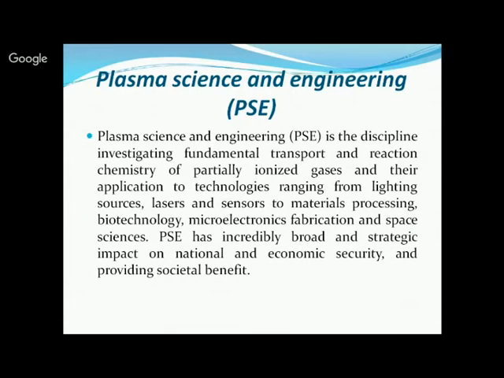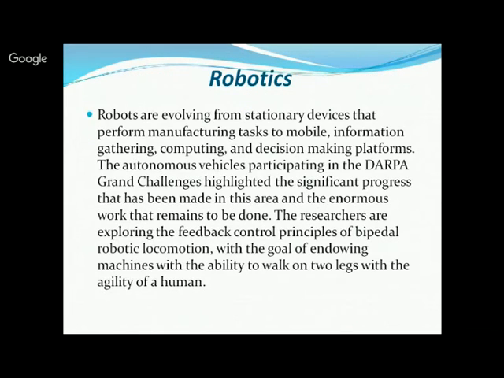Another I had discussed, that is plasma science and engineering. Plasma science and engineering is the discipline investigating the fundamental transport and reaction chemistry of partially ionized gases. This is the combination of chemistry and engineering, and their application to technologies ranging from lighting sources, lasers, and sensors to material processing. In biotechnology also, sometimes we use plasma science, and microelectronics fabrication and space science also sometimes use this plasma science technology, right? This is also one of the areas.